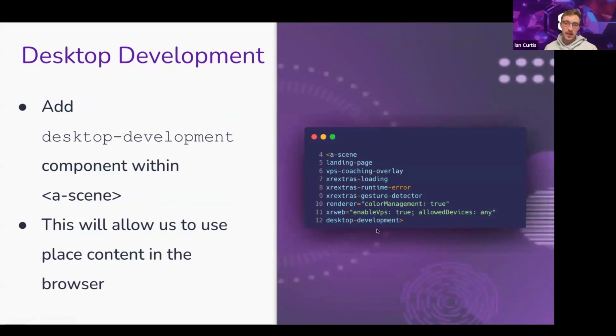And so essentially at the top of your body.html file, you'll have the A-scene, and then at the bottom there, you'll have XR web. And so what you'll do is just return and add the desktop development. Make sure this caret here is outside and that you're not returning after the caret here. And then you'll just do desktop-development. And this will initiate the remote desktop development.